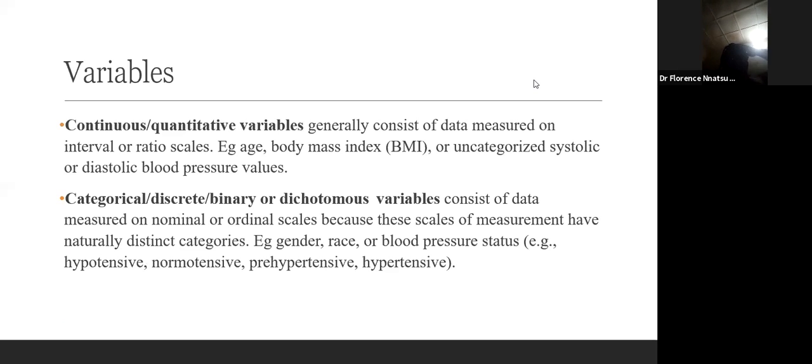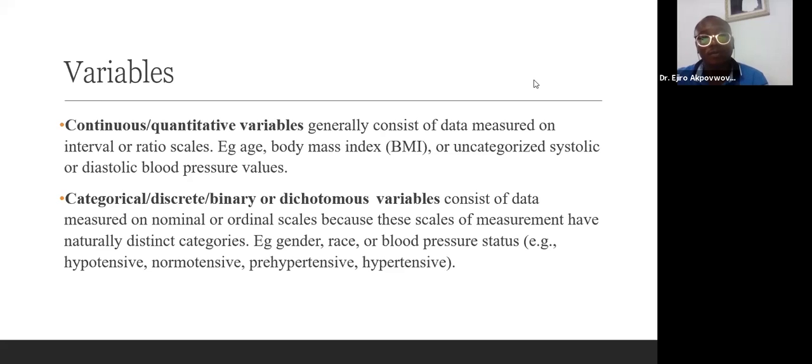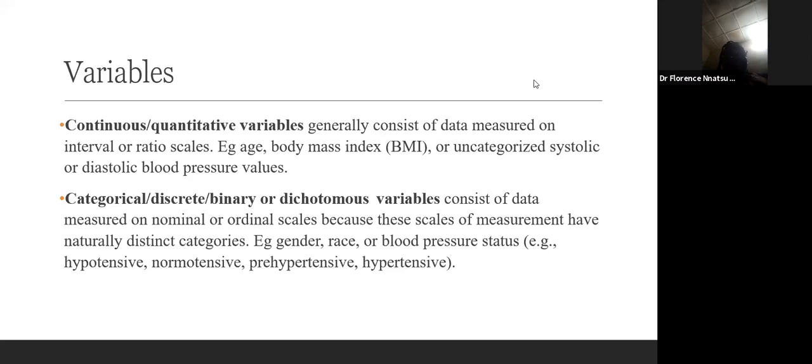Variable, we have continuous quantitative variable. It generally consists of data measured on interval or ratio scale. A continuous variable, which is quantitative, is body mass index, which most of us in the hospital, in pharmaceutical care, and most of us that have gone through Doctor of Pharmacy in UniBen, when we are doing our clerkship, we take body mass index of our patients. We also understand that systolic and diastolic blood pressure can be measured, which is a continuous variable.